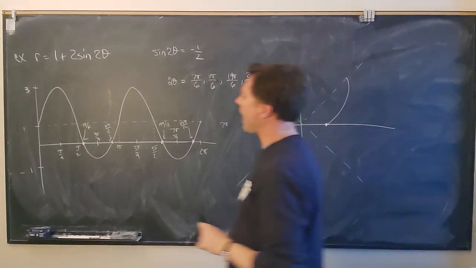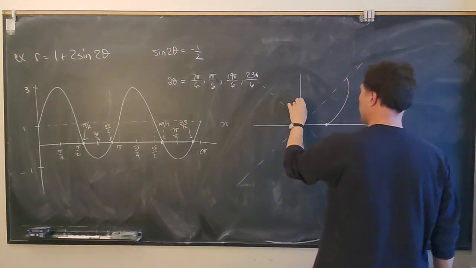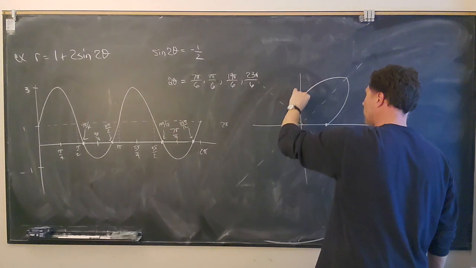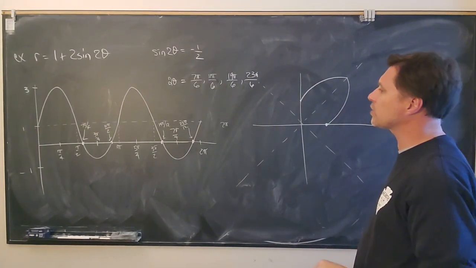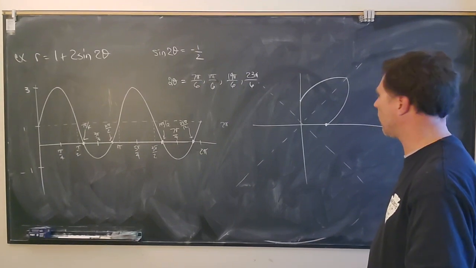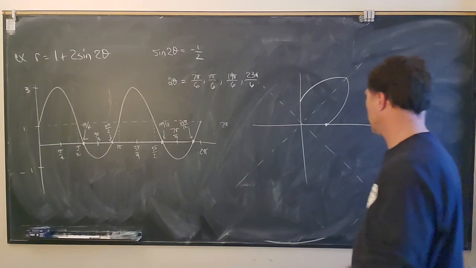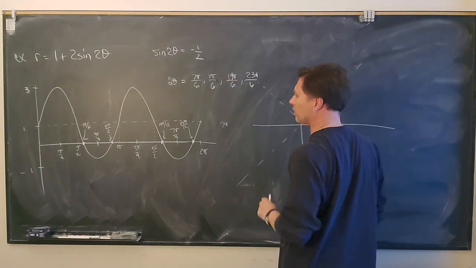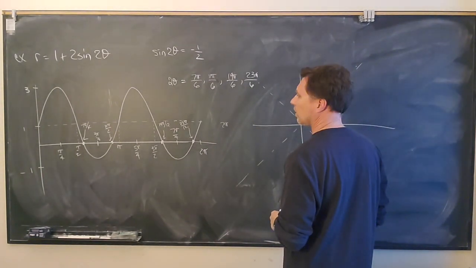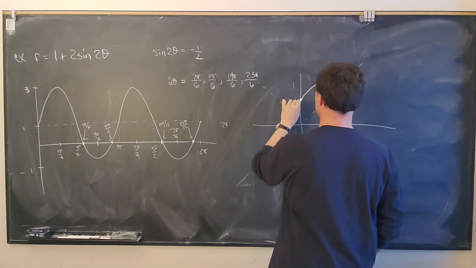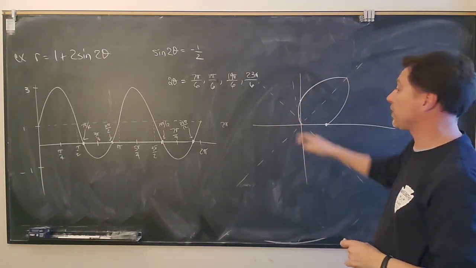And then as we go from pi over 4 to pi over 2, we're back down to 1. So there's 1, like that. And then from pi over 2 to 7 pi over 12, we're going from a radius of 1 to a radius of 0. So 7 pi over 12 is what? Well, I guess it's just a little bit. It's just like that. And so it keeps going down, down, down, and by the time we're at an angle of 7 pi over 12, we're at the origin.